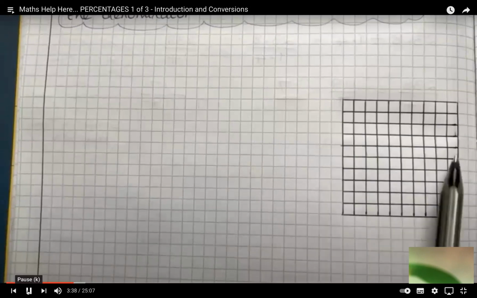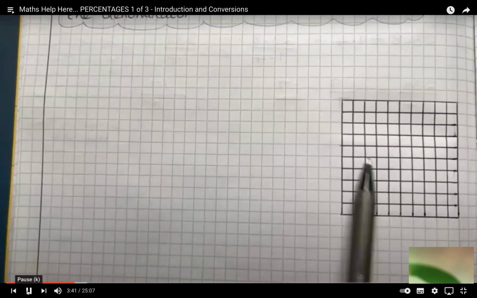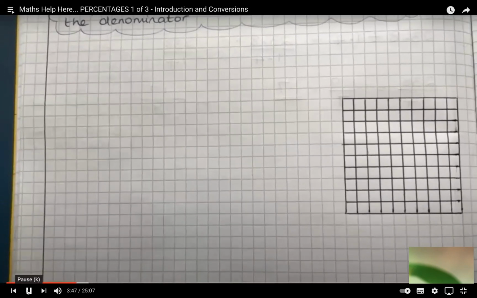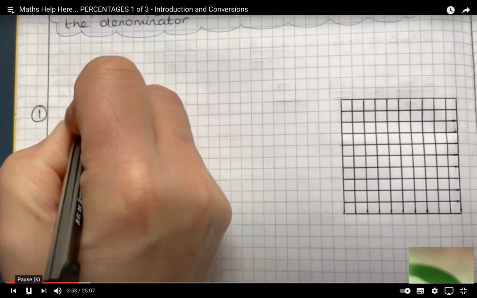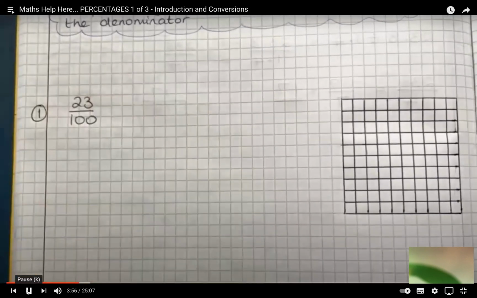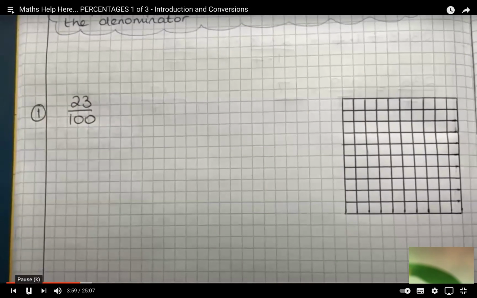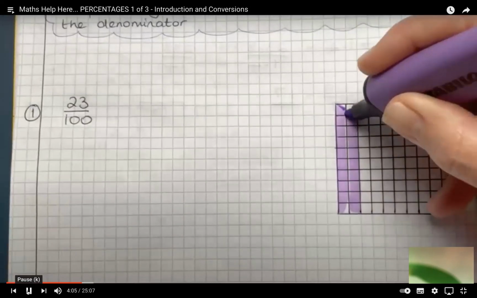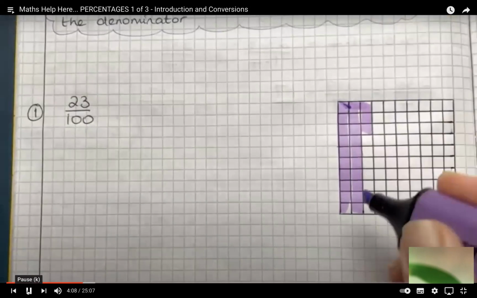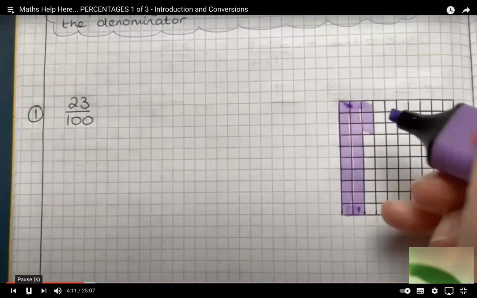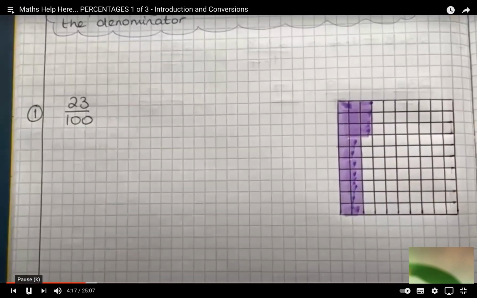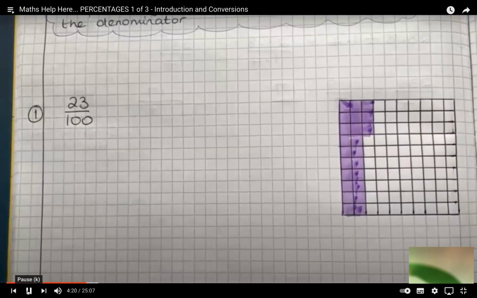I've just drawn a grid here, a 10 by 10 grid. So I've got 100 squares here, just going back to that concept, reiterating it and showing it visually, it being out of 100. So if I take an example of, say, 23 over 100, well, that would therefore mean I've got 23 of my squares shaded out of 100 in total, okay? So 23 out of 100, 23 of my squares shaded out of 100 in total.